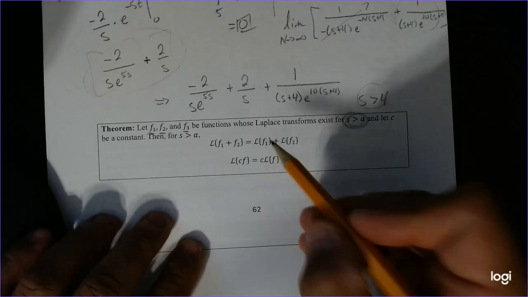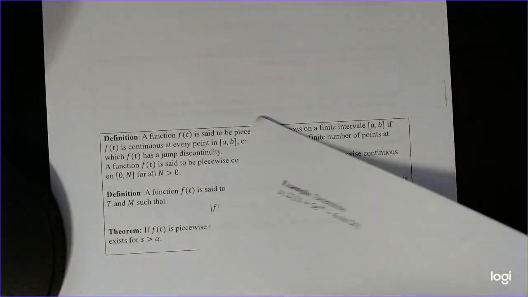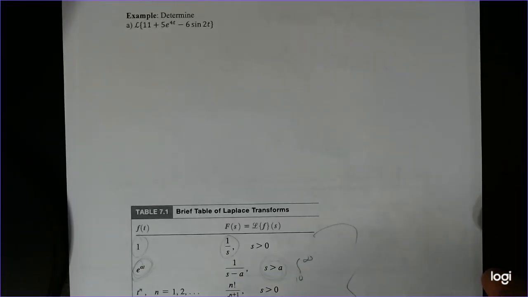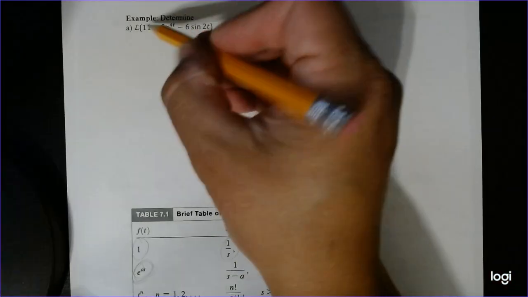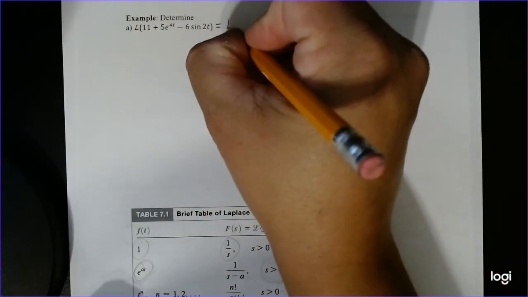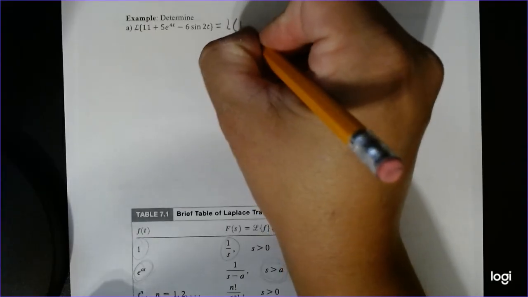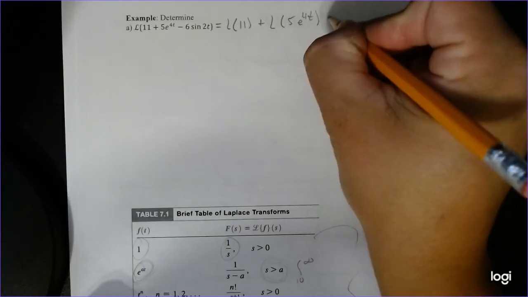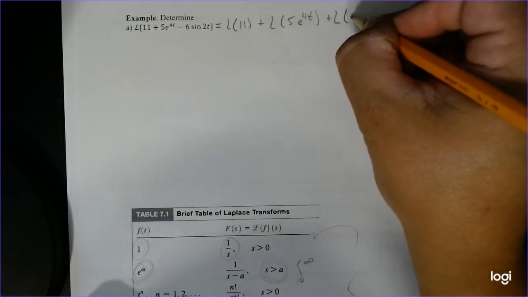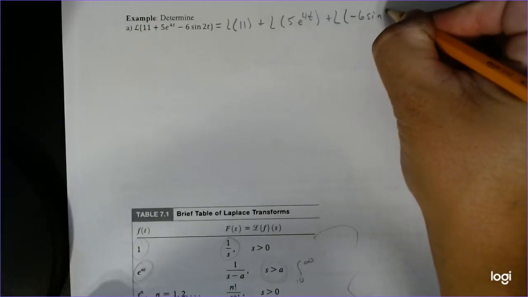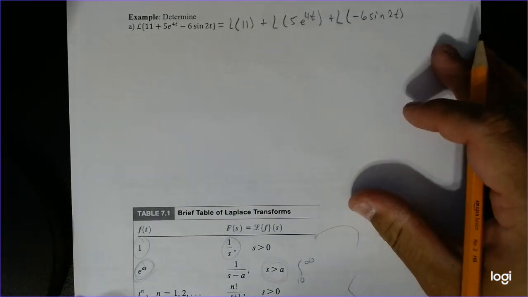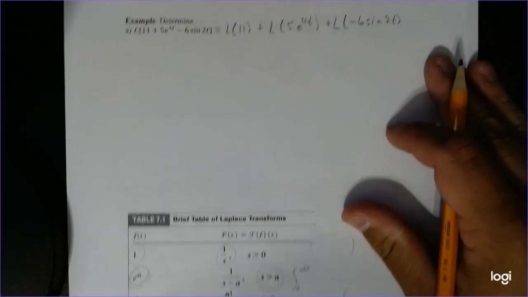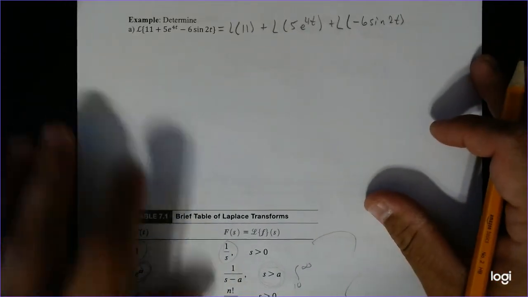Okay, so knowing this aspect now, let's actually use our tables. So the question is, how do we use the tables? Okay. All right, so we're going to split this up and do each one individually. So we're going to do the Laplace transformation of 11, and then the Laplace transformation of this 5e to the 4t, and then again for the last one, negative 6 sine 2t. Okay. So we're going to match each one to its respective entry here, right? Now the best part is it's multiplication by constants in the front.